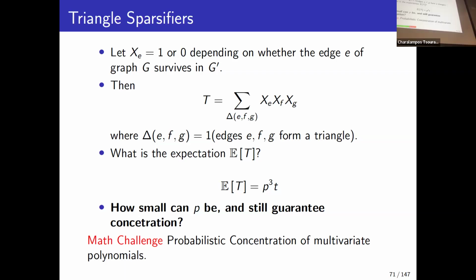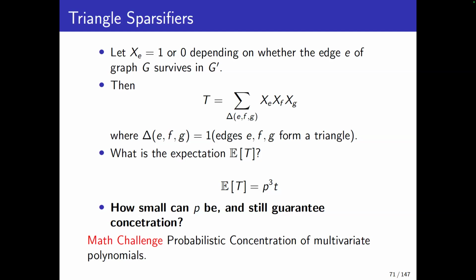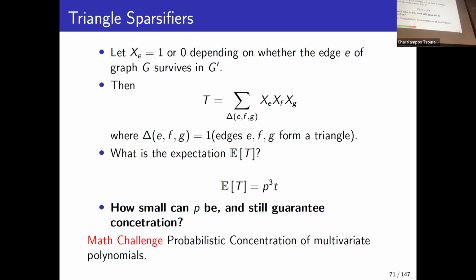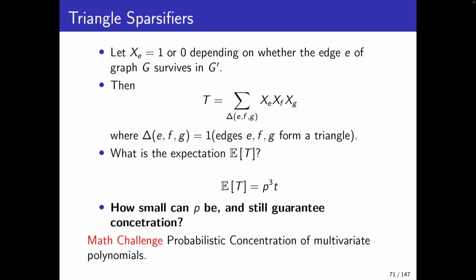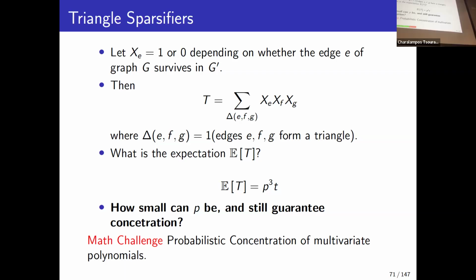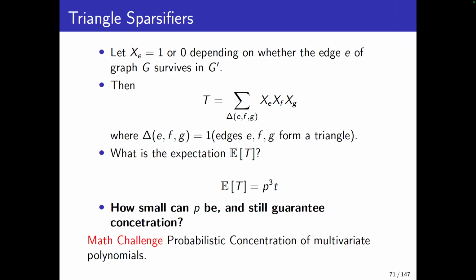But for the variance, you cannot just take the sum of the variances of those terms. Why? A very trivial way to see that is if you have 2 triangles that share one edge, the probability that they both survive is not p to the power of 6, it's p to the power of 5. So clearly you have dependencies in this sampling procedure.